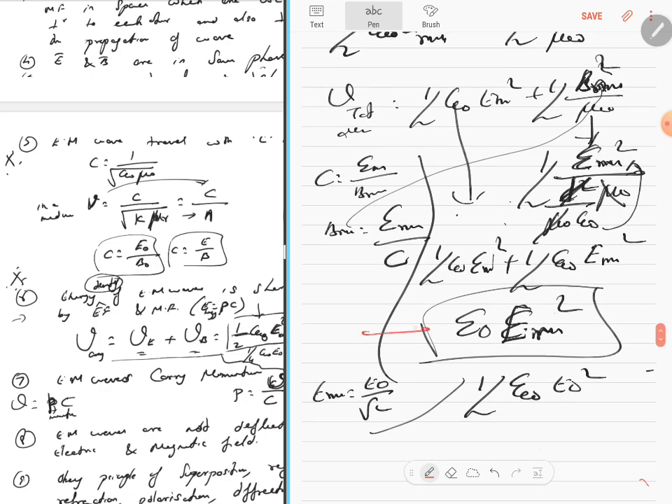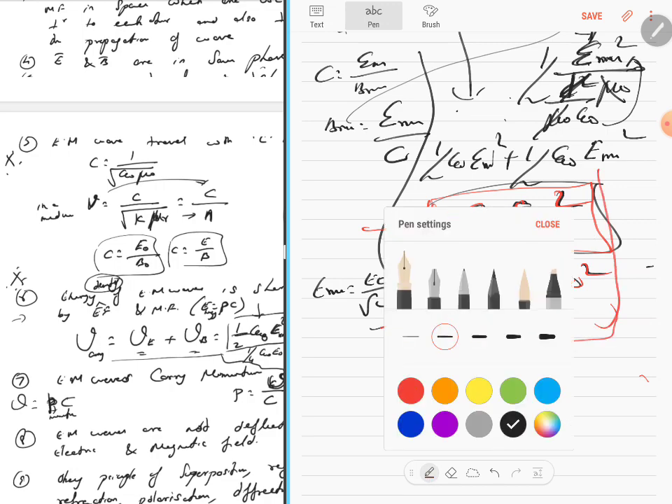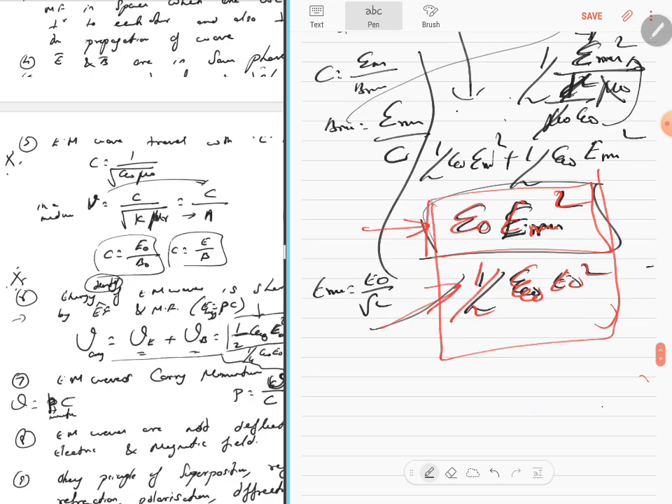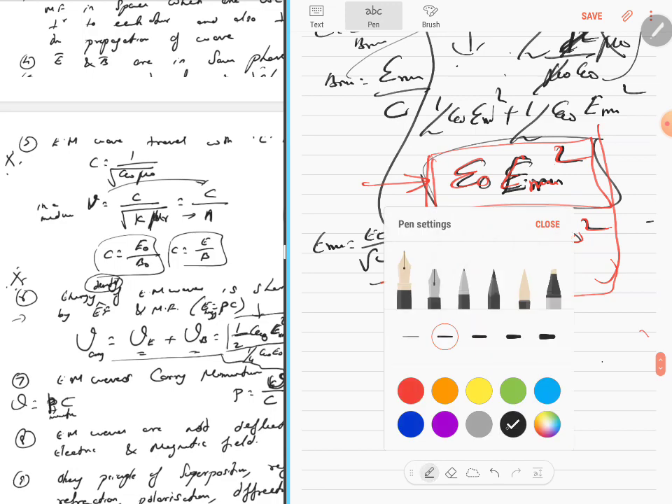The total energy density of an electromagnetic wave is epsilon naught into E RMS square. The total energy density of an electromagnetic wave can also be half into epsilon naught into E naught square. As long as you can memorize both of these formulas, you don't need the derivation, but if you can do the derivation, nothing like it, okay? So then that completes the energy density, okay?